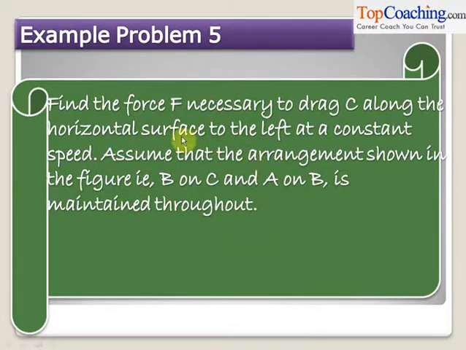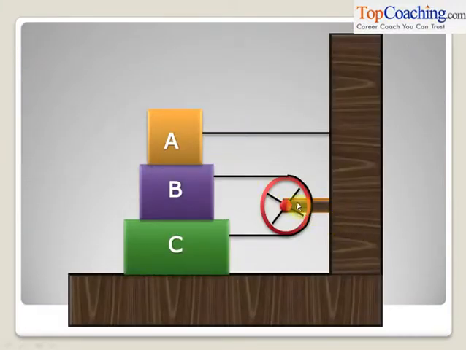So basically, we have to find the force capital F such that C gets dragged along the horizontal surface with constant velocity. Understood? This is what we have to find. The question appears to be bamboozling at first glance. What will we do here?